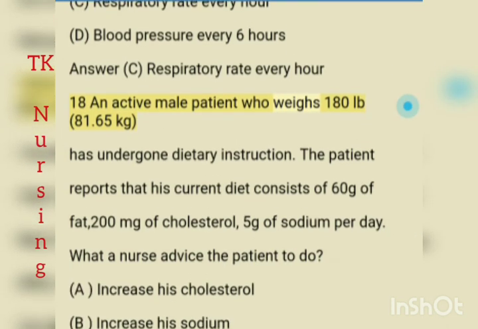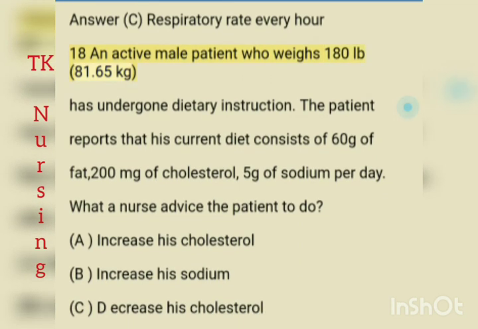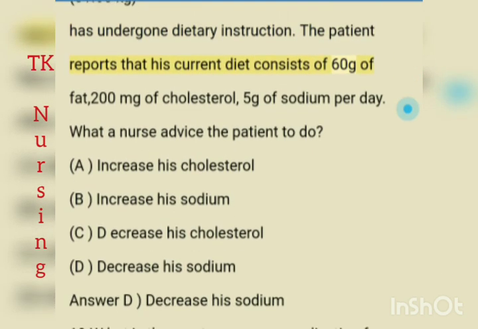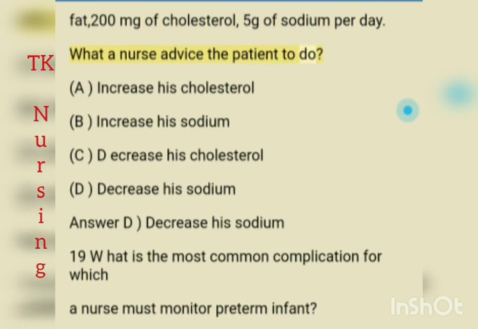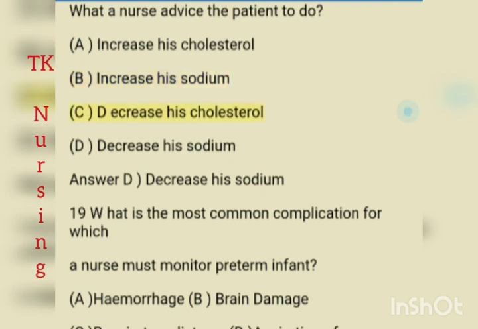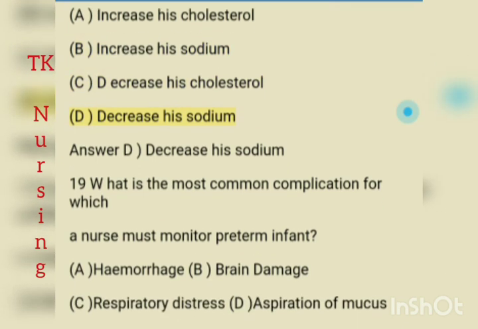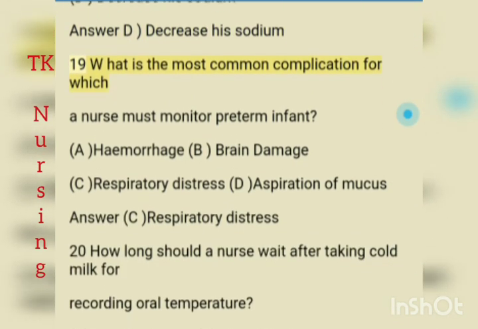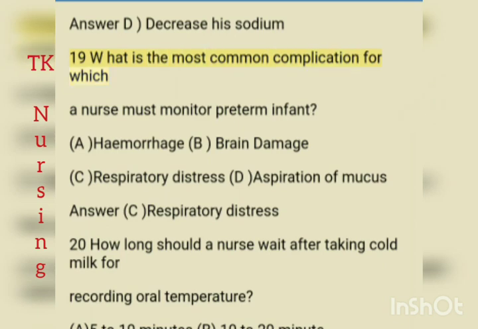18. An active male patient who weighs 180 pounds (81.65 kilograms) has undergone dietary instruction. The patient reports that his current diet consists of 60 grams of fat, 200 milligrams of cholesterol, 5 grams of sodium per day. What would the nurse advise the patient to do? A. Increase his cholesterol. B. Increase his sodium. C. Decrease his cholesterol. D. Decrease his sodium. Answer D. Decrease his sodium.